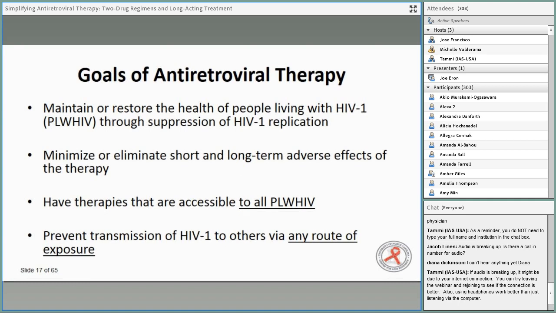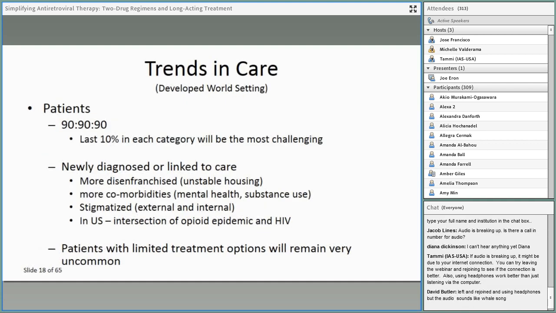First of all, just to level set, these are the goals of antiretroviral therapy. I think people are all aware of these. Our desire is to maintain and restore the health of people living with HIV. We want to minimize short and long-term adverse events. We want to make sure that therapy is accessible to all people, and I think that's part of the reason why we're going to be talking about 2-drug therapy and long-acting therapy. And then, of course, we also want to prevent transmission, though we won't be talking about that in this talk.